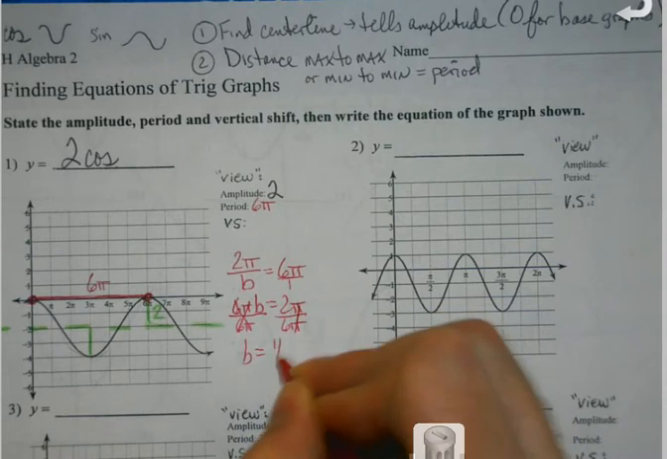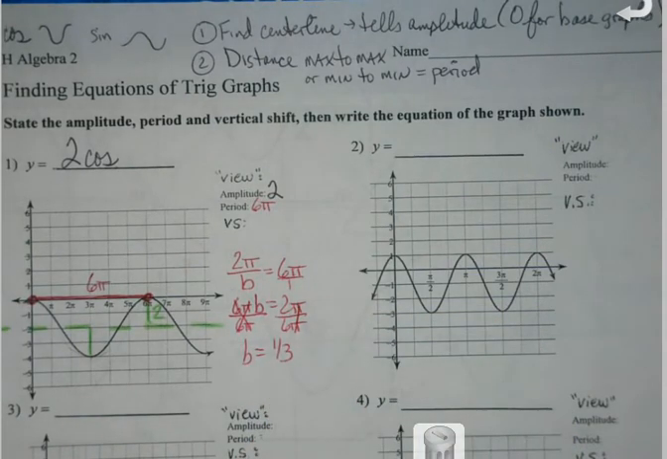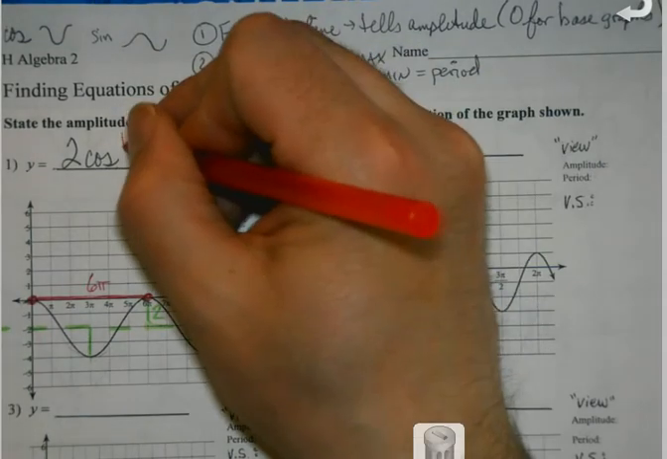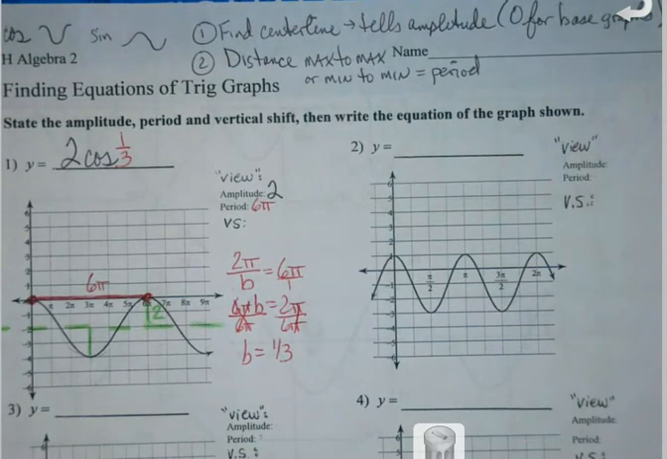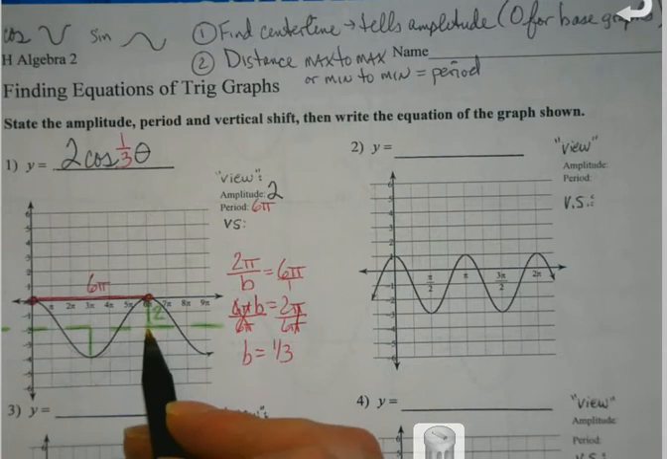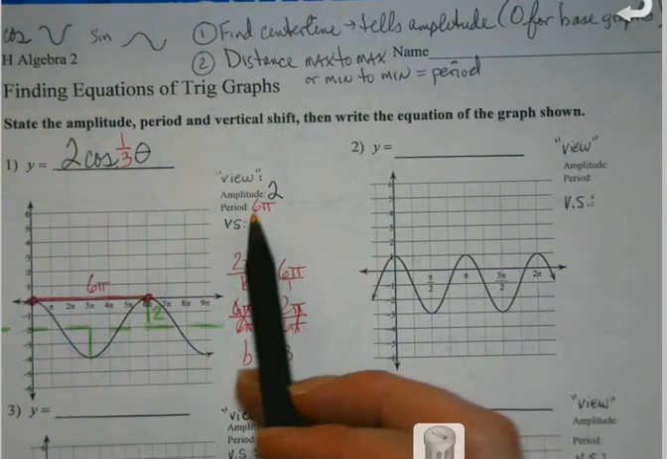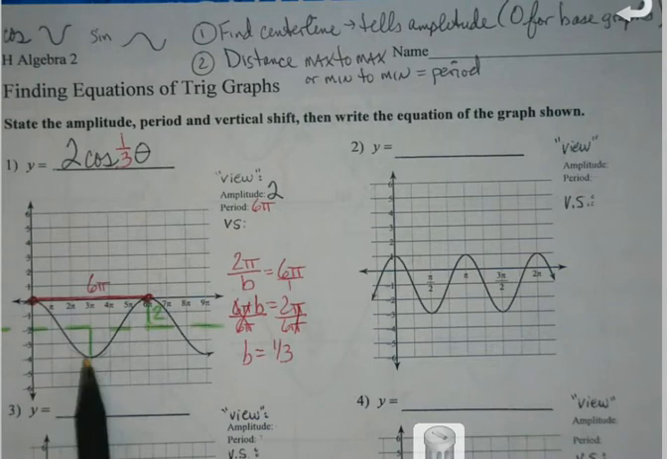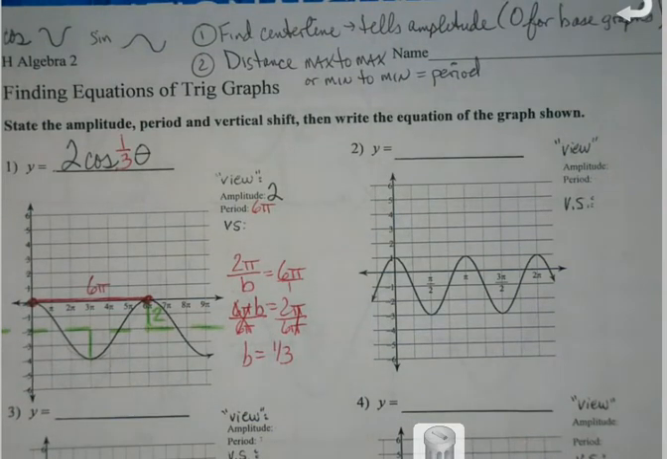Pi's will cancel, and my b value that I come up with is 1/3. So that becomes the value I put in front of my theta or x or whatever it is that you want to call it. So you're like, okay, a value, how far am I away from 0? 2, okay. Period, how far is it from max to max or min to min? They both work the same way. And then we set that little equation up.